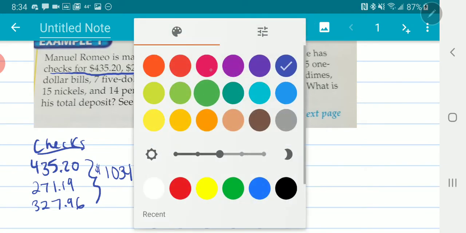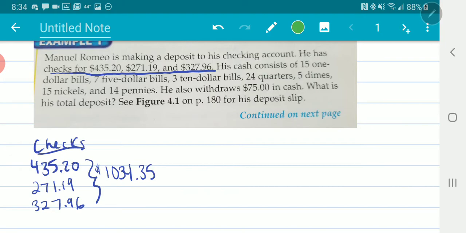Okay, now I'm going to switch what my color is here, because now he starts talking about his cash. So his cash consists of 15 $1 bills. So now this is cash. As I'm going through this, you take it one step at a time. 15 $1 bills. That's really 15 times 1, because it's $1. What does that come to? Oh, that's $15.